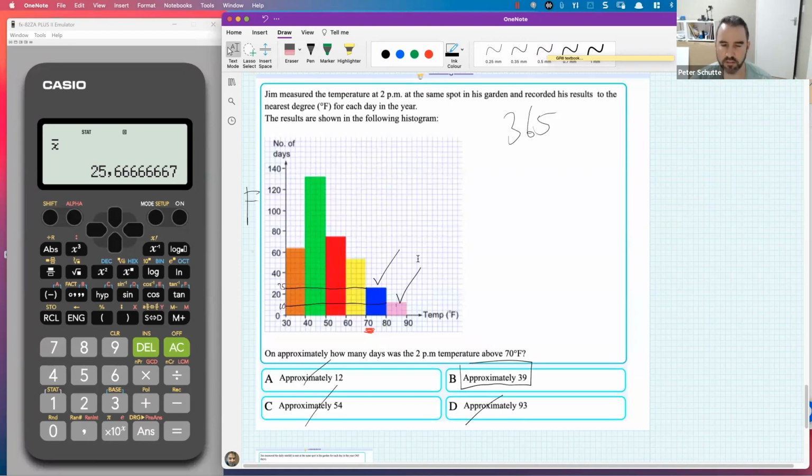Okay, and so in the next, being able to read data from a histogram is an important part of grouped data, because often grouped data is displayed in a histogram. And all a histogram really is, is the intervals along the bottom with no gaps, so no gaps at all, and then the frequency or the count on the vertical axis.